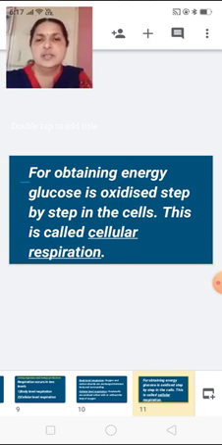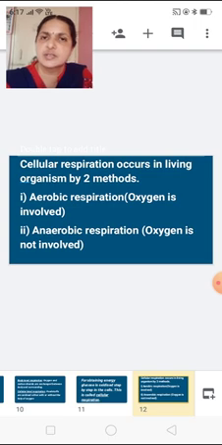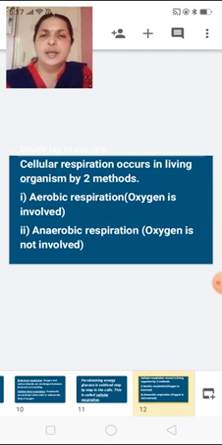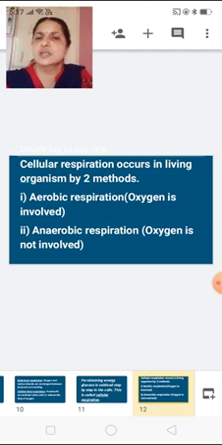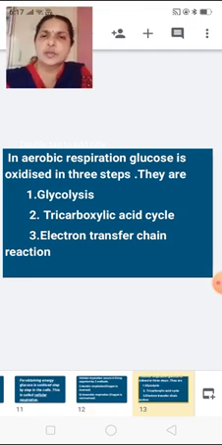Then what else did we learn? There are two types of cellular respiration. One is aerobic respiration, where oxygen is involved, and the second is anaerobic respiration, where oxygen is not involved. We will learn anaerobic in detail in the next lecture. What we learned today was aerobic respiration, which has 3 steps: glycolysis, tricarboxylic acid cycle and electron transfer chain.